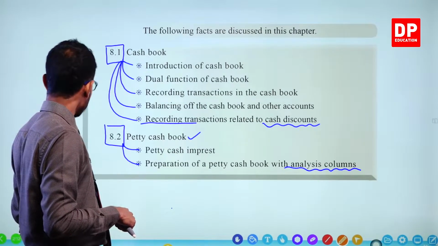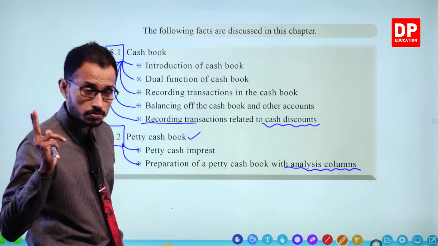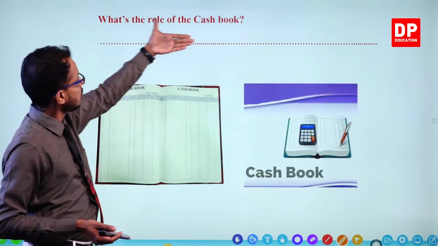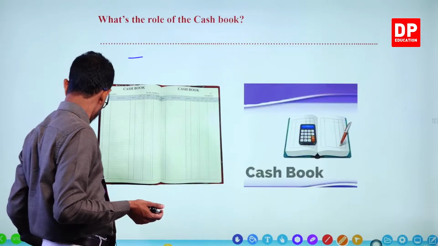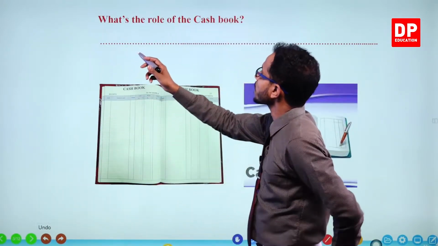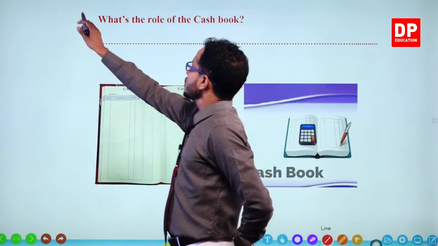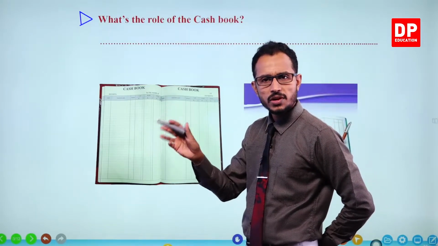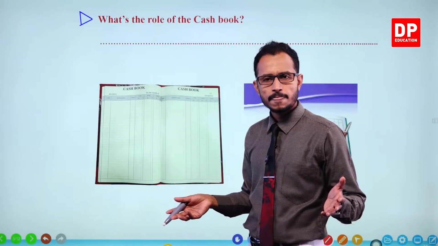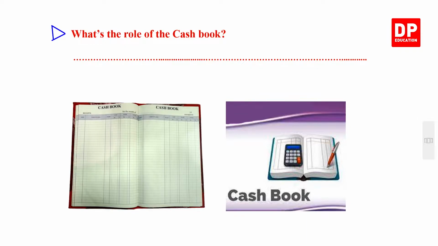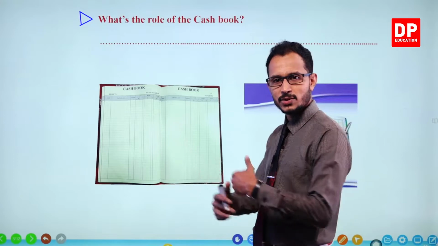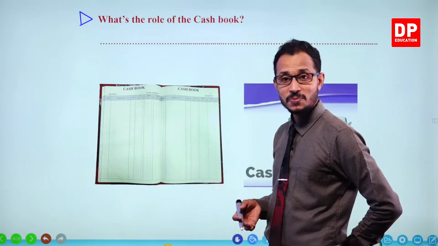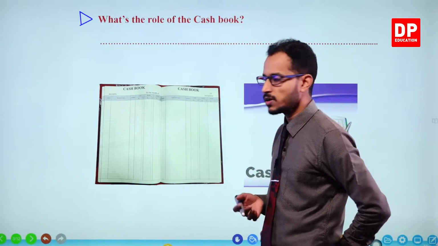We are going to get ourselves more familiar with the cash book. Here we go, children. What's the role of the cash book? What do you think the role of the cash book is? Do you think I'm talking about rolling something? No, we're talking about the role of the cash book. What does it do? What is the purpose of the cash book? Why do we prepare the cash book?